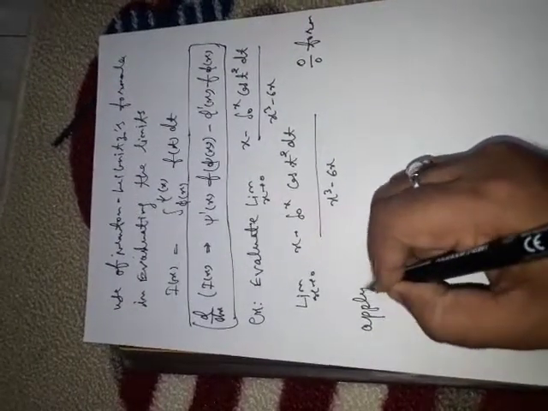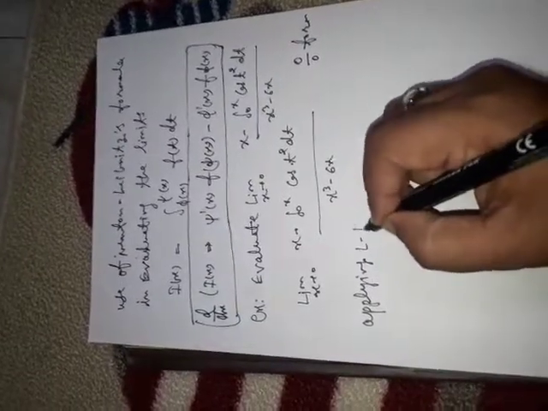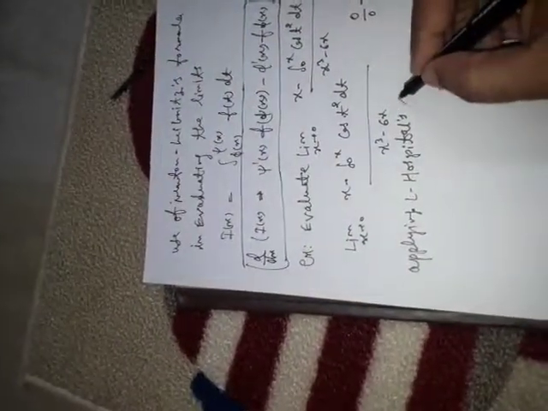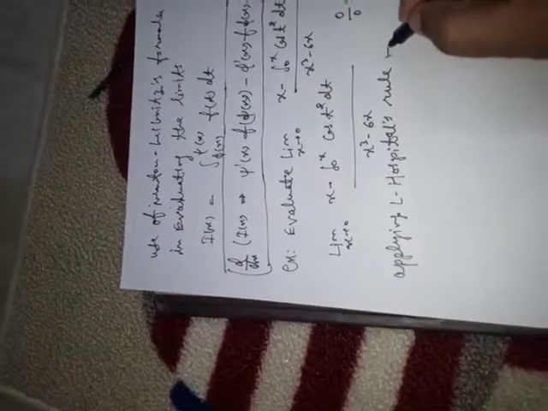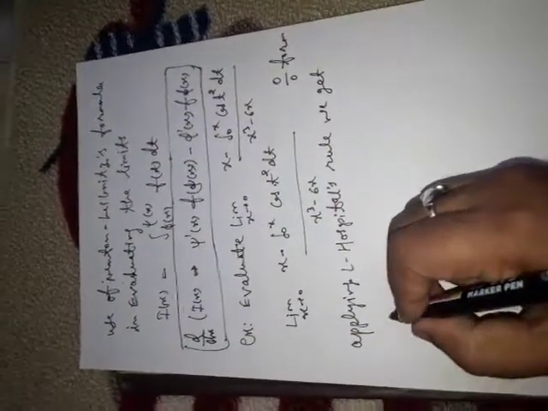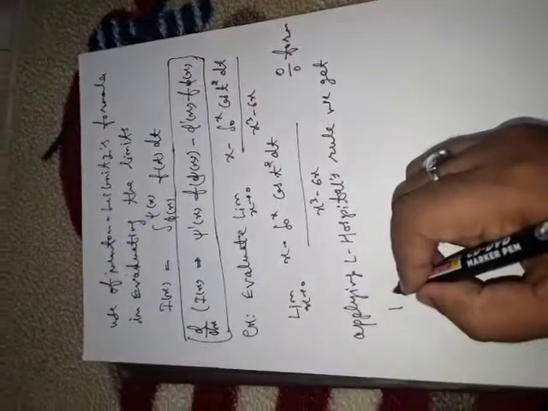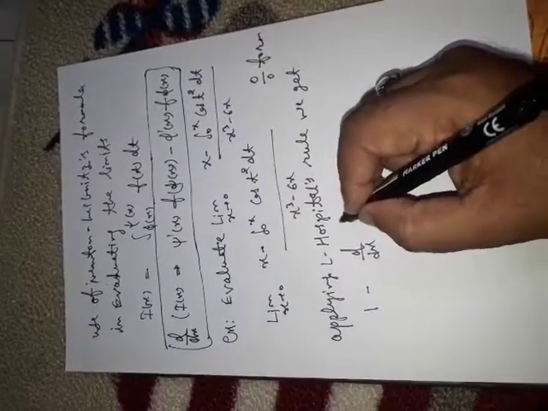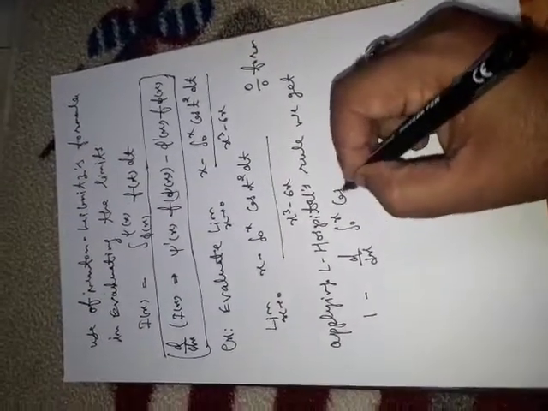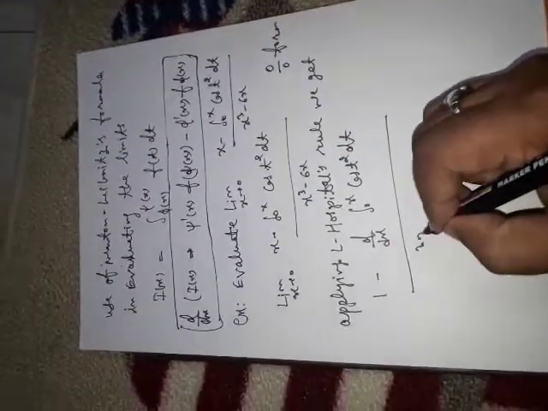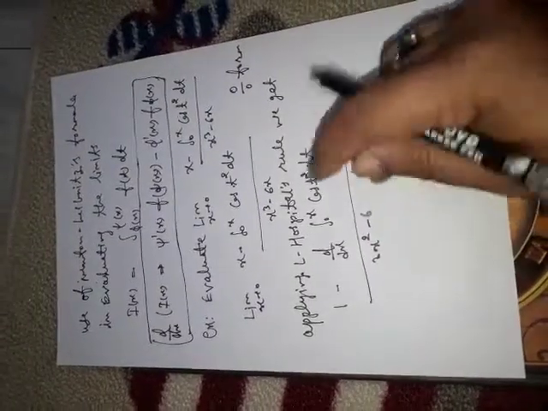Applying L'Hospital's rule. What does L'Hospital's rule say? Differentiate the numerator and the denominator. Differentiating, the derivative of x is 1, minus the differentiation of d upon dx of the integral from 0 to x of cos of t square dt, upon 3x square minus 6.